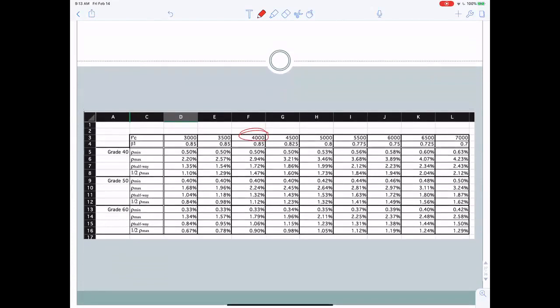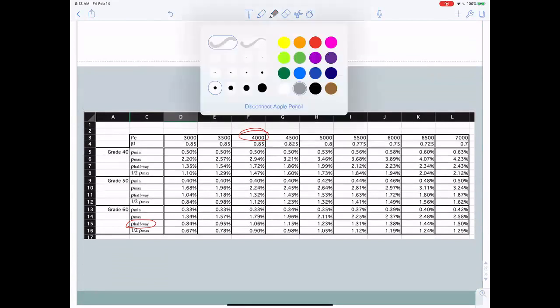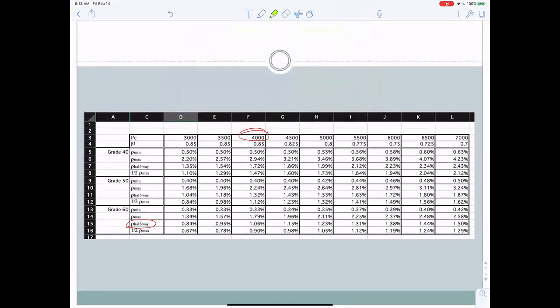There's 4,000. This is what I call rho halfway. And so that will be, let me pick a different color for the highlighter, right here. That is the 1.06% in my table. The table in the book was based on pre-2014, where epsilon t in the steel had to be 0.005. And this table has epsilon t as 0.003 plus epsilon y, and that comes out to 0.0507. Slightly different, so the percentage of steel here is 1.06%, not 1.07%.